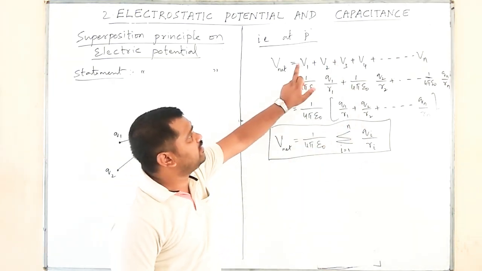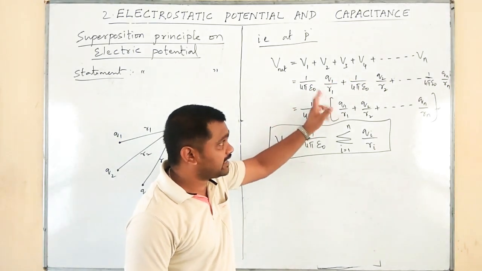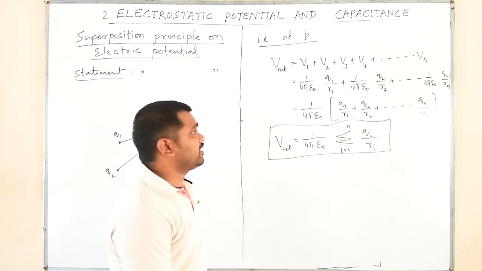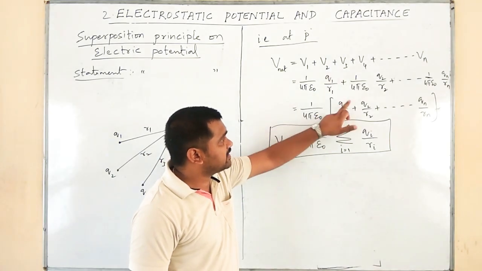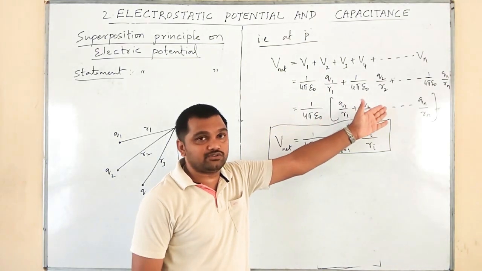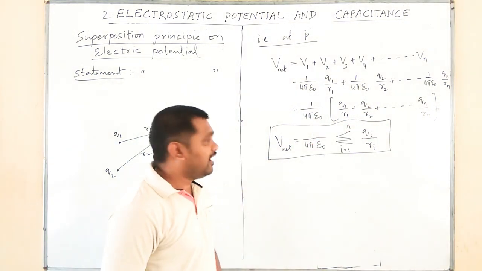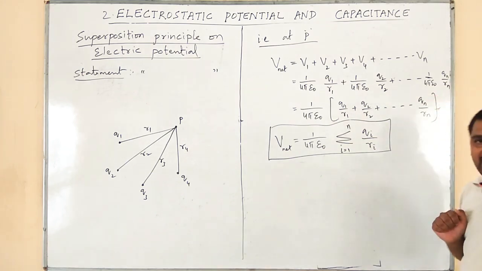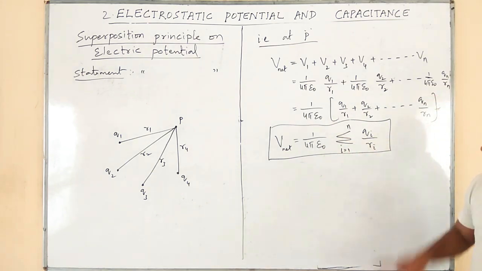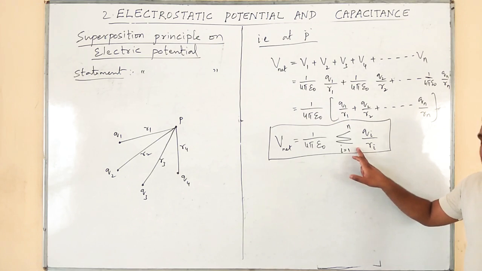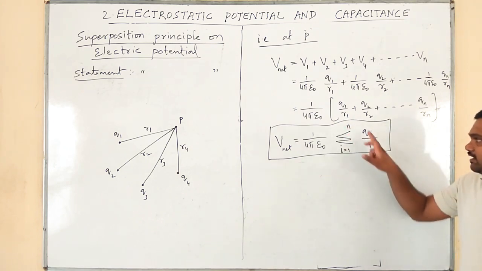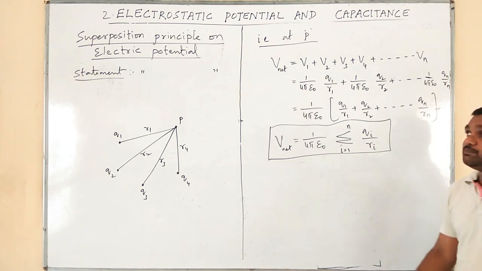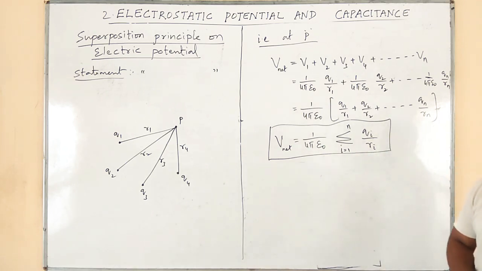On substituting the values of V1, V2, V3, V4, we get this step. Next, if you take 1 over 4 pi epsilon naught outside, inside the bracket we get Q1 by R1, Q2 by R2, so on up to Qn by Rn. Finally, in place of the terms inside the bracket, we can write the summation of i starting from 1 to n of Qi divided by Ri. So this is the superposition principle on electric potential.